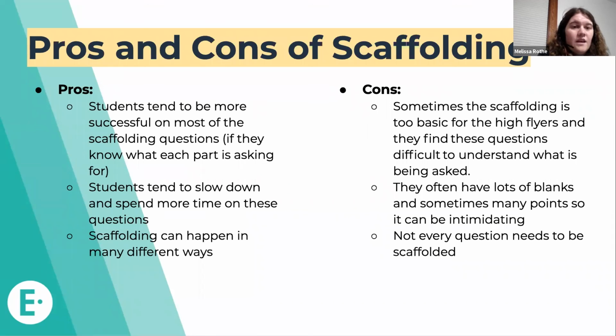Sometimes it can be a little tedious for some of my high flyers that find these questions difficult to understand because they're like, I already know how to get to the answer. I just want to get there. Sometimes it's so many blanks, so there's a lot of points, and not every question needs to be scaffolded.